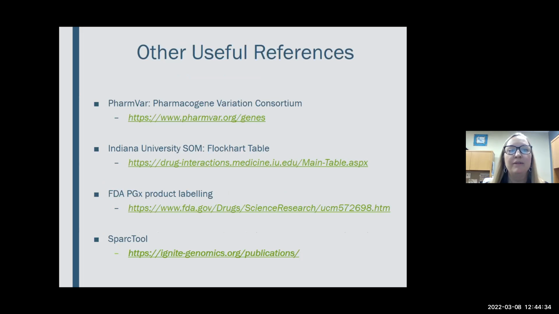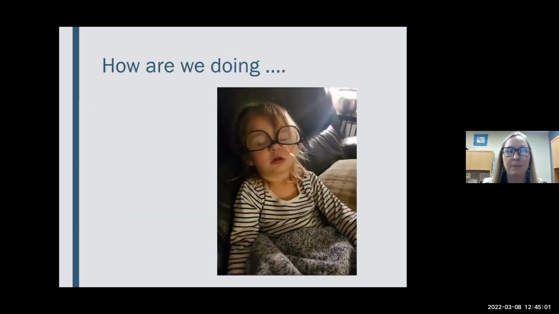The place where all of the alleles are housed is PharmVar. So if you ever have something come up on a lab that you need to reference, that would be there. The Flockhart table out of Indiana is just a really good reference on all the different medications and how they're metabolized. So I think the more you learn about pharmacogenetics, the more you learn about drug interactions, which just makes you an overall better practitioner. But there are very useful references there as well.